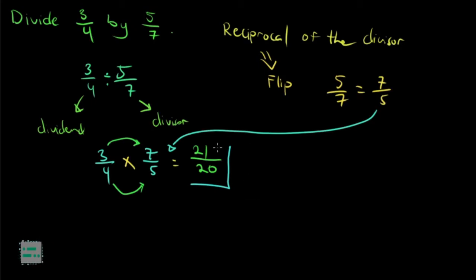21/20. Of course, if you're asked to rewrite into mixed number, pwede mo naman yung gawin. You simply divide. So, 21 divided by 20. Ilang 20 meron sa 21? Merong isa. 1 multiplied by 20 is 20. Reduce mo yun mula sa 21. That will give you 1.